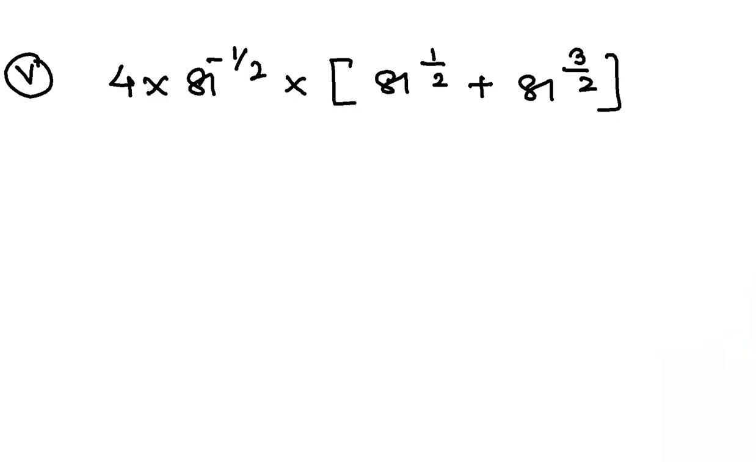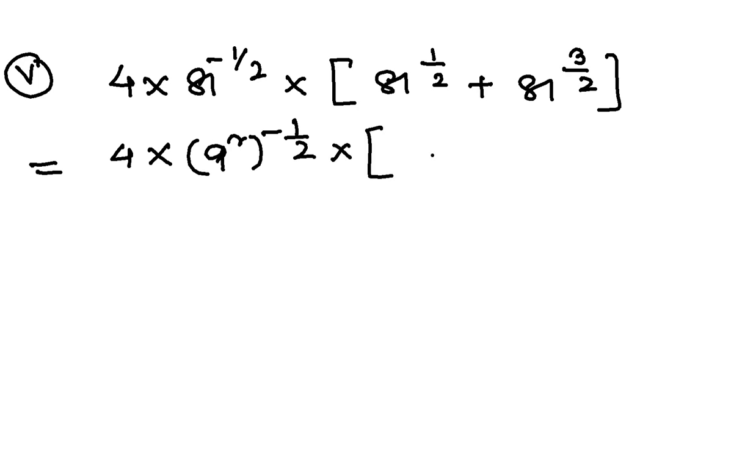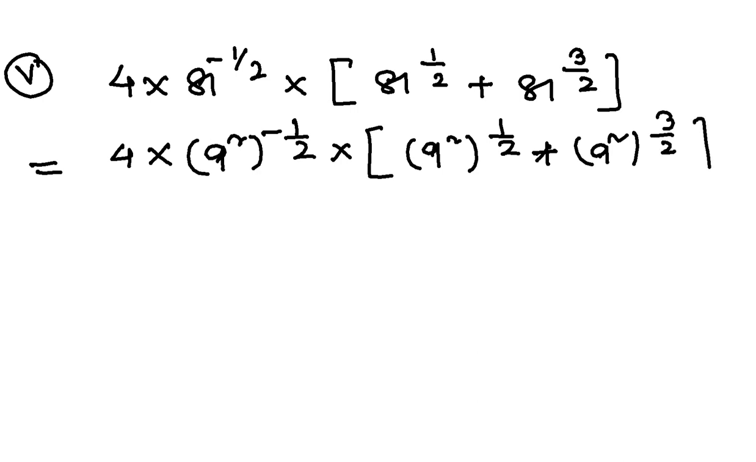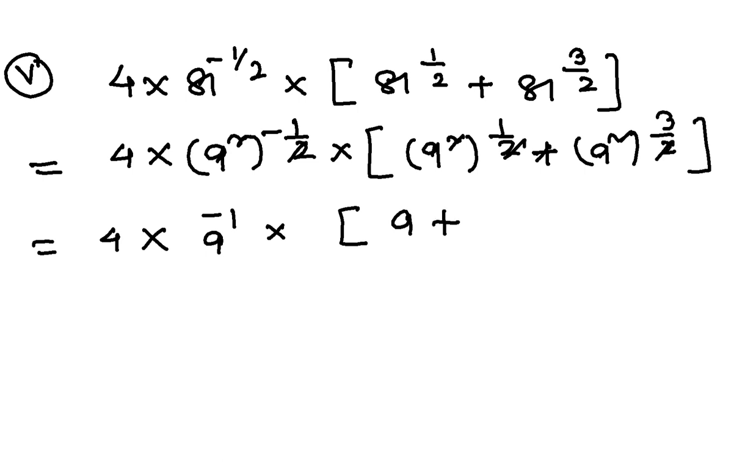Okay, so this is a comparatively easy but important question. So 81 is 9 square, so to the power minus 1 by 2. This 81 is also 9 square to the power 1 by 2 plus, this is plus 9 square, 81, to the power 3 by 2. So this will give us 4 into 2 and 2 cancel, 9 to the power minus 1 into 2 and 2 cancel, so I am left with 9 to the power 1 means 9, 2 and 2 cancel, 9 to the power 3.